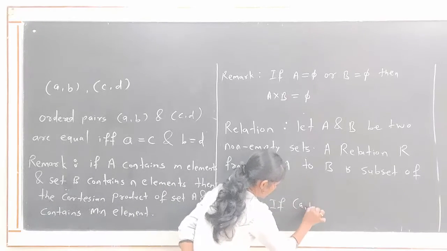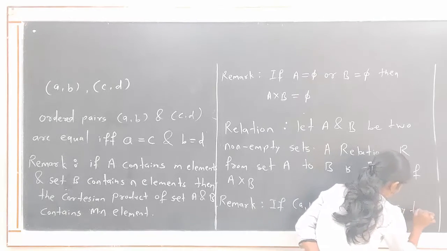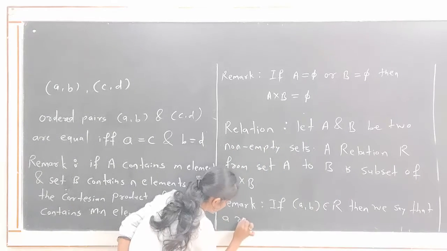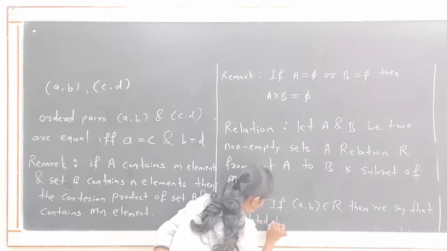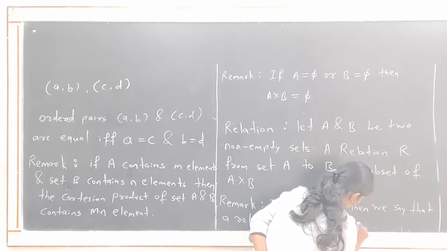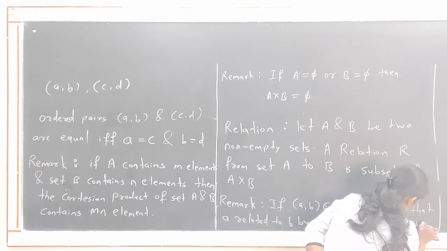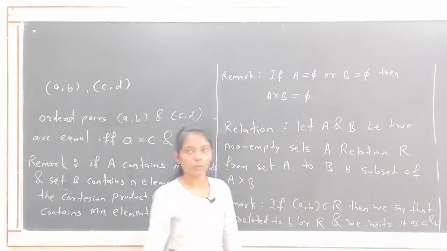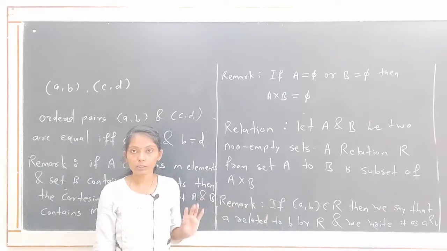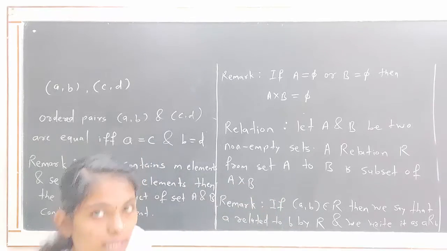If ordered pair (a, b) belongs to R, then we say that a is related to b by R, and we write it as a R b. Okay. So see here, if ordered pair (a, b) belongs to R, then we say that a is related to b by R, and we write it as a R b. Okay. Now second note.